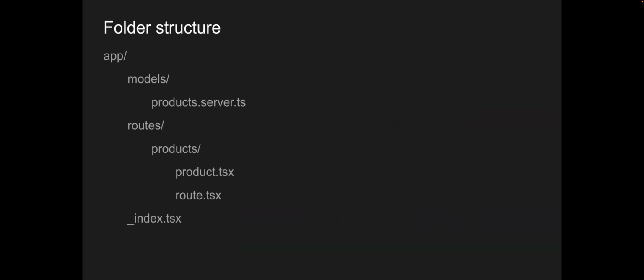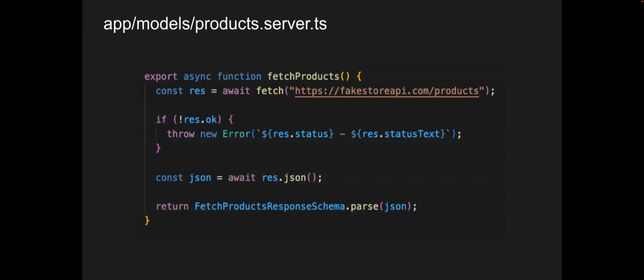In models, there's going to be a products.server.ts file. And in routes, there's, for this demonstration, one route, products, and inside of products, you have product.tsx and route.tsx. All right, so basic folder structure out of the way there. Now, the products.server.ts file looks like this. Again, super trivial. This is a function that makes a fetch request to the fake store API. By the way, shout out to fake store API, really useful for prototyping and doing some little demonstrations. And we're going to make a request for products, right?